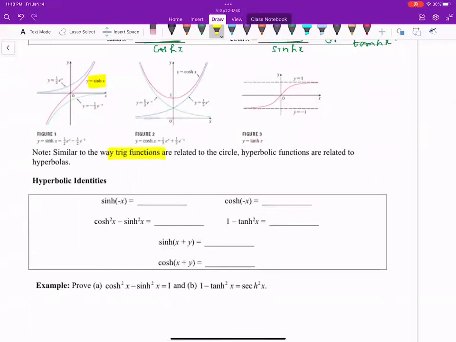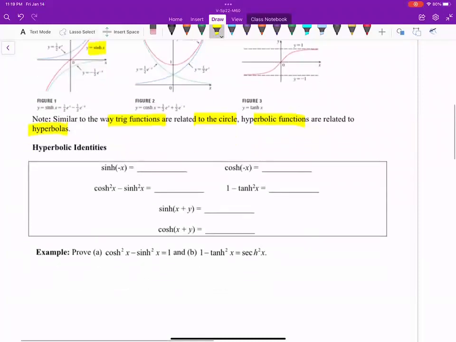Similar to the way trig functions are related to the circle, hyperbolic functions are related to hyperbolas. If you look at the graphs, they look like hyperbolas. Just the way we did trig identities earlier, we have some hyperbolic identities. Some of them are similar, some of them are minor modifications.